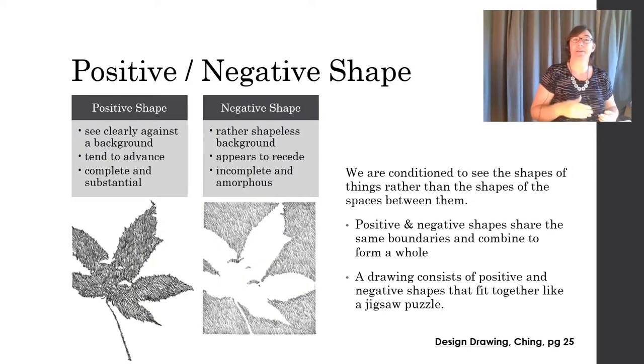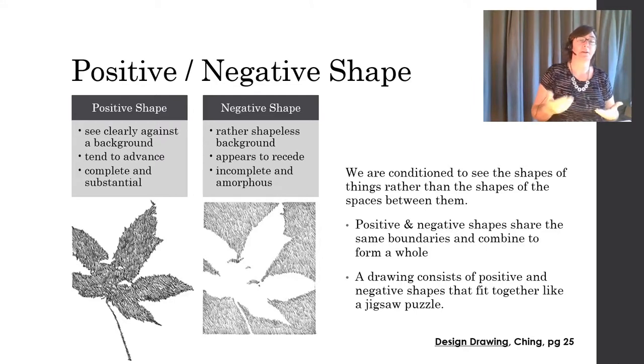The last thing that I want to talk about in this video here is the concept of positive and negative shapes. So we're conditioned in our daily life to see the shapes of individual items rather than the shapes or spaces in between them. Positive and negative shapes are ones that share the same boundaries, and they combine to form a whole scene. So any drawing that you do is going to consist of positive and negative shapes, and they fit together like a puzzle.